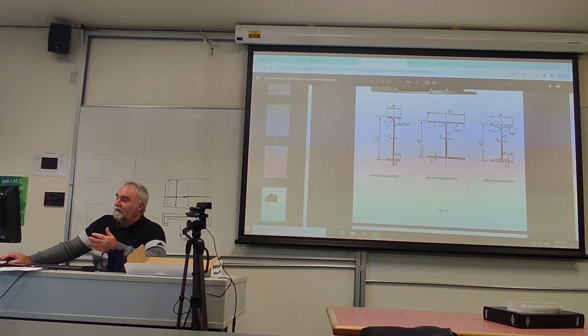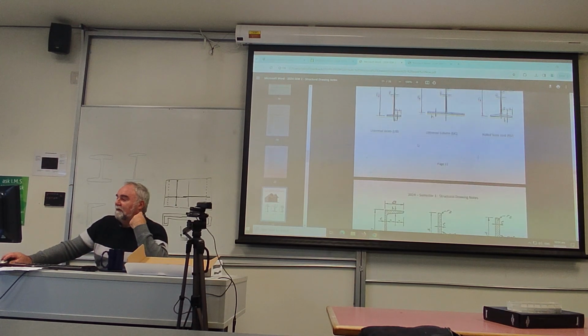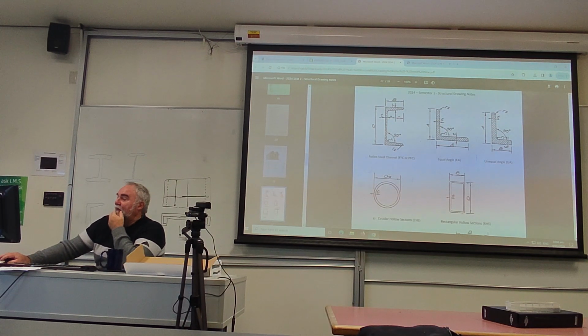And with structural concrete, you work out what the reinforcing bars will be in the concrete. There we are, there's the angles. You have an equal angle, which would be more like that one, and you have the unequal angle.